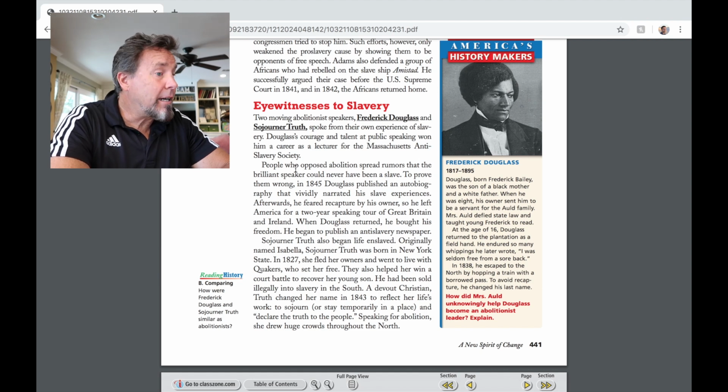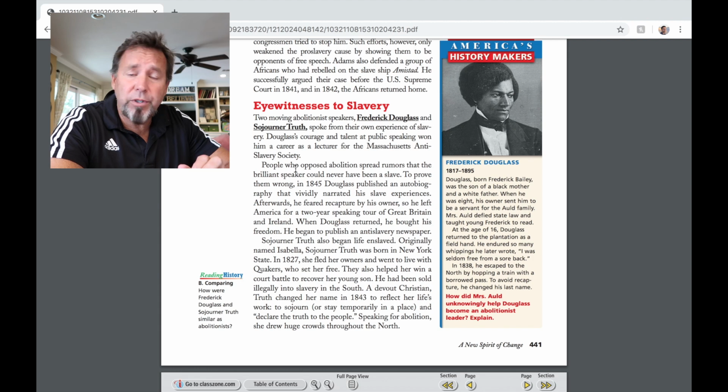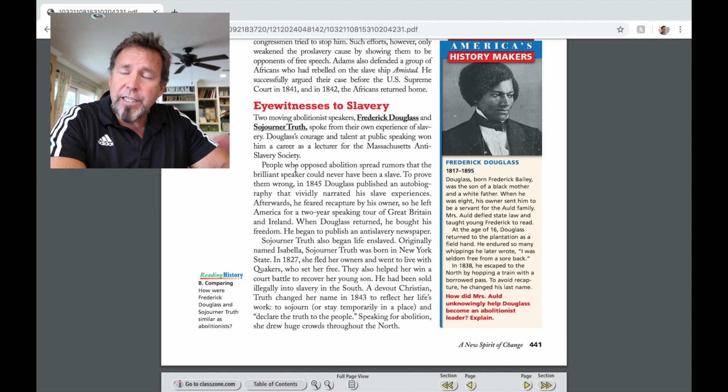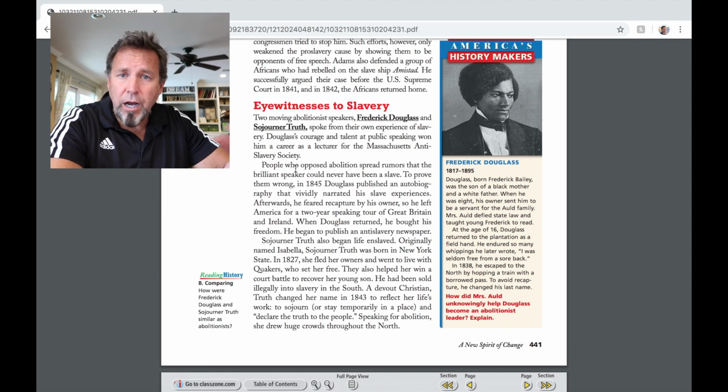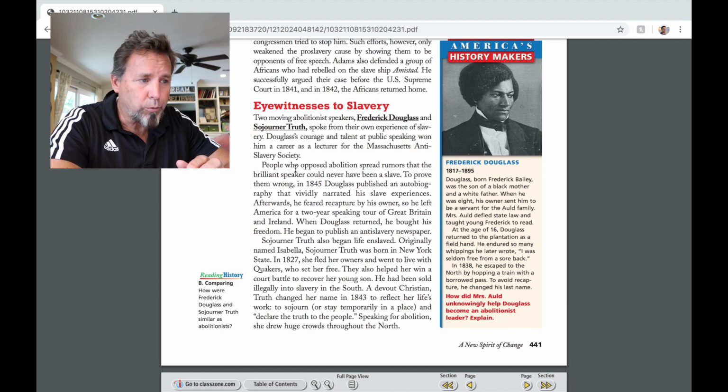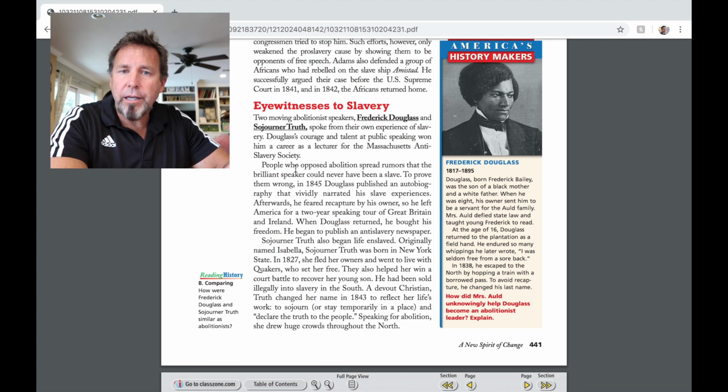It talks about, and it has a little inset about America's history makers, Frederick Douglass, and his story is so interesting. Born a slave, it was illegal to teach slaves how to read and write, and slave owners knew that knowledge was power, so they did not want slaves to be taught how to read and write. Well, defying that law in Maryland, the wife of his owner teaches him how to read and write.